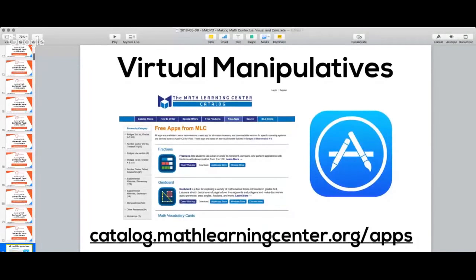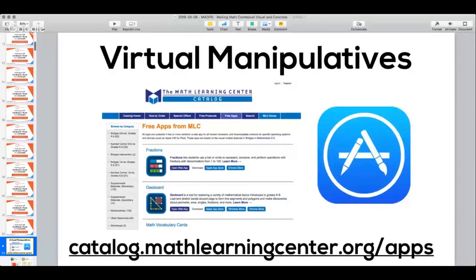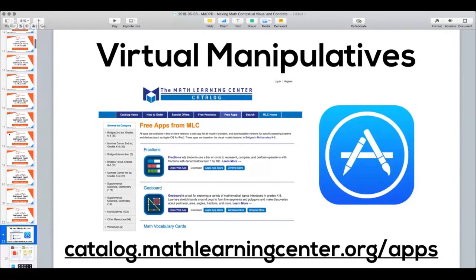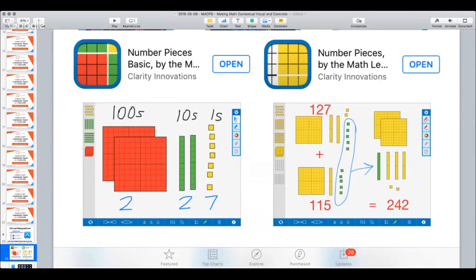However, this app can be used right in a new browser tab. Also, you've got an opportunity to use these manipulatives on an iPad. They aren't available on an iPhone because the screen just isn't large enough. So the ones we're going to be looking at today are from the Math Learning Center. And the two apps, either one will work here, but the two apps that I'm interested in looking at are number pieces.